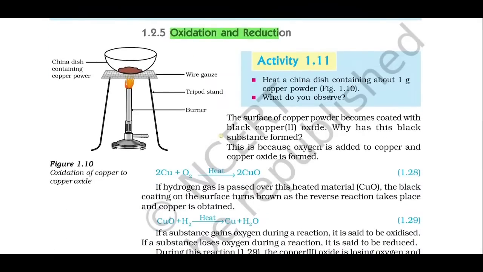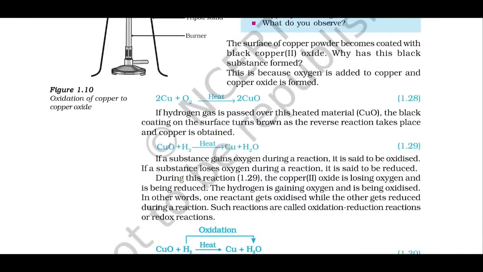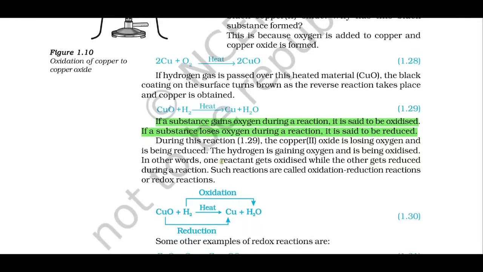What is oxidation? A chemical reaction in which a substance gains oxygen is called oxidation, and that substance is said to be oxidized. If a substance loses oxygen during a reaction, it is said to be reduced. That means if oxygen is removed, it is called reduction. If a substance gains oxygen, we call it oxidation.